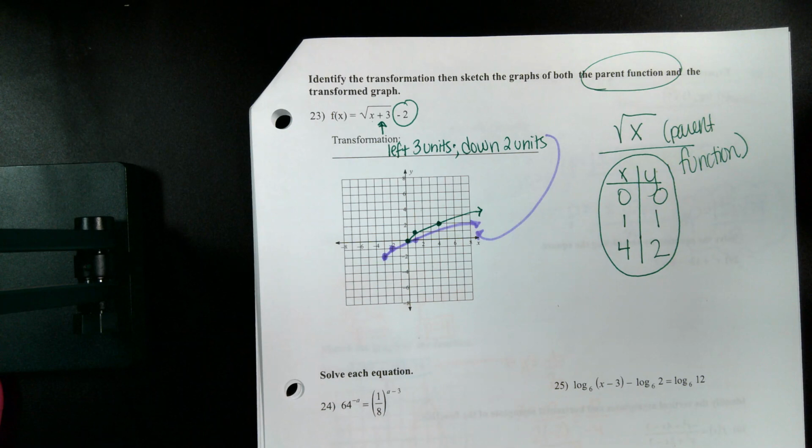The one on your final is the square root also, so it's going to be similar to that. It may have one transformation or it might have two.